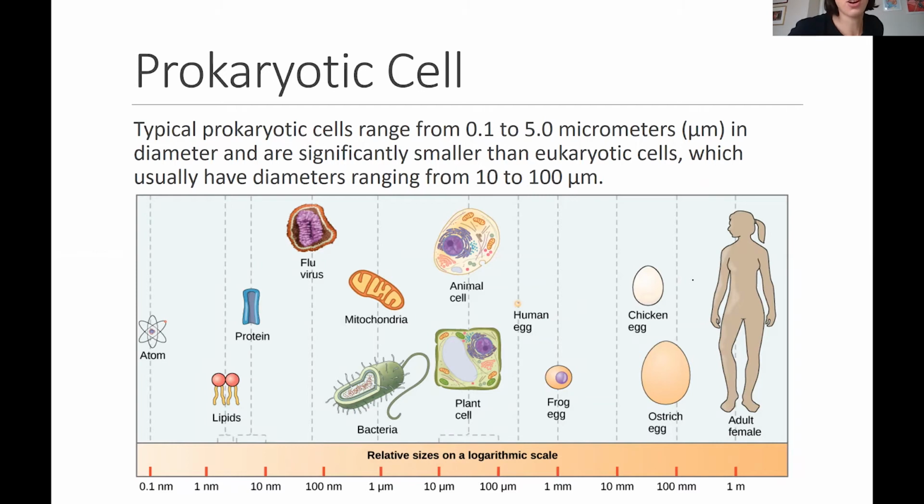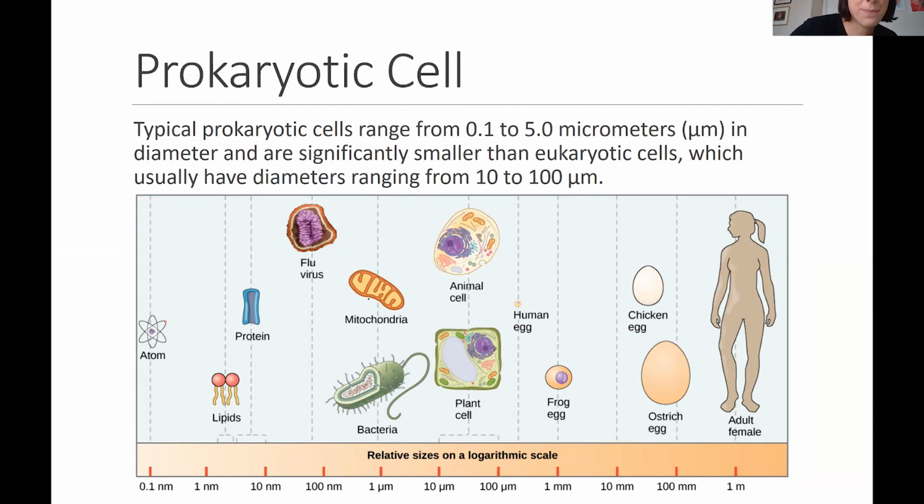Prokaryotic cells are very small. They are the smallest of the cells, although they are still larger than a virus. You can see on our scale here, this is a log scale, so everything looks very close together, but each of these notches along the plot actually represents a very, very big jump in size.